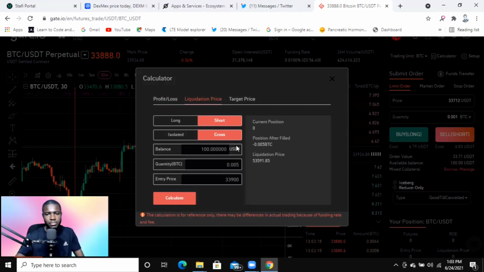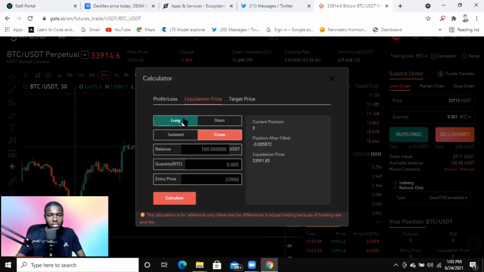So if I want to enter this position, I have a $100 USDT balance. I am entering with 0.005 BTC at this price, 33,900. This basically tells you that you will get liquidated at $53,591, right? So if BTC gets to this price, then you are going to get liquidated. That's what this basically tells you.